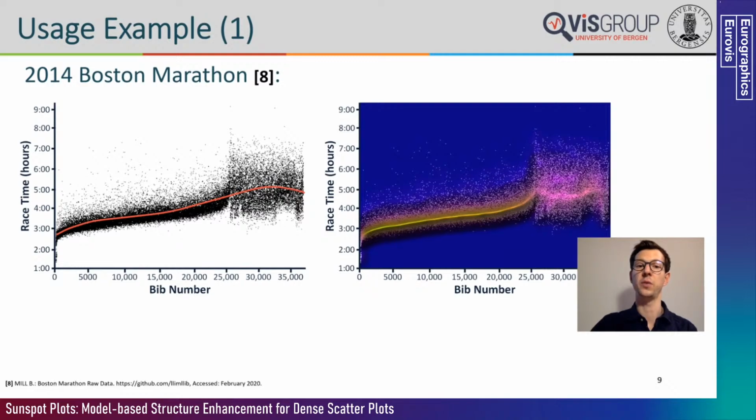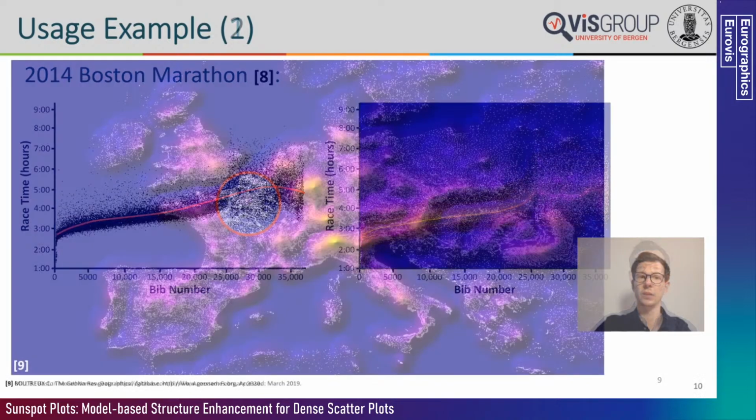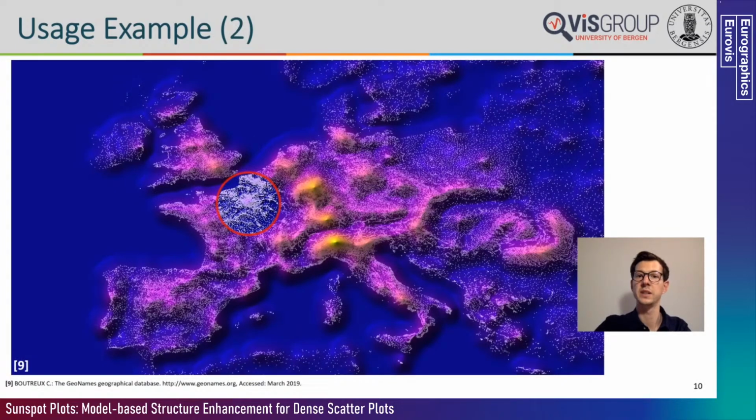As second example, I want to present a dataset containing the geospatial locations of cities with more than 500 inhabitants worldwide, accounting for approximately 190,000 entries in total. In this example, sunspot plots can help to explore the agglomerations of cities and reveal environmental conditions that influence cities' development, such as mountain chains or valleys. The red circle, for example, visualizes our magic lens feature, revealing the exact catchment areas and suburbs of Paris.